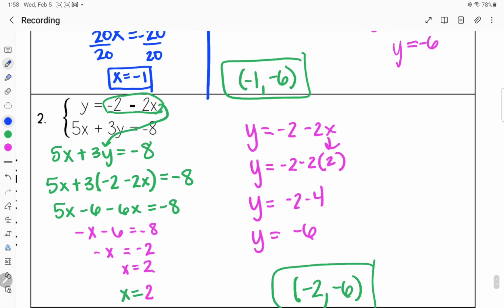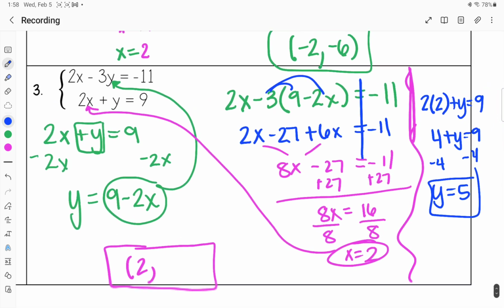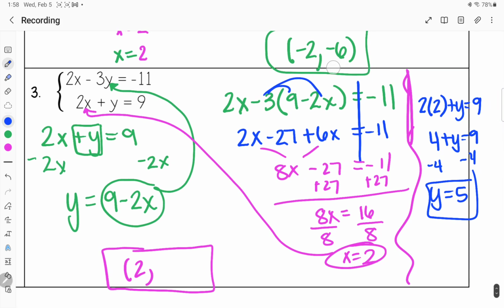If you paused like you were supposed to, I've shown my work, so this first section is right here. You should have gotten x equals 2. Now that I know x is 2, I replace x here, or you could replace it there, it doesn't matter. And then I chose to replace it here. So I had 2 times 2, because I know that x is 2, plus y equals 9. Once I solve for that, I get 5. So your ordered pair, your solution where they're going to cross, is the point 2, 5.